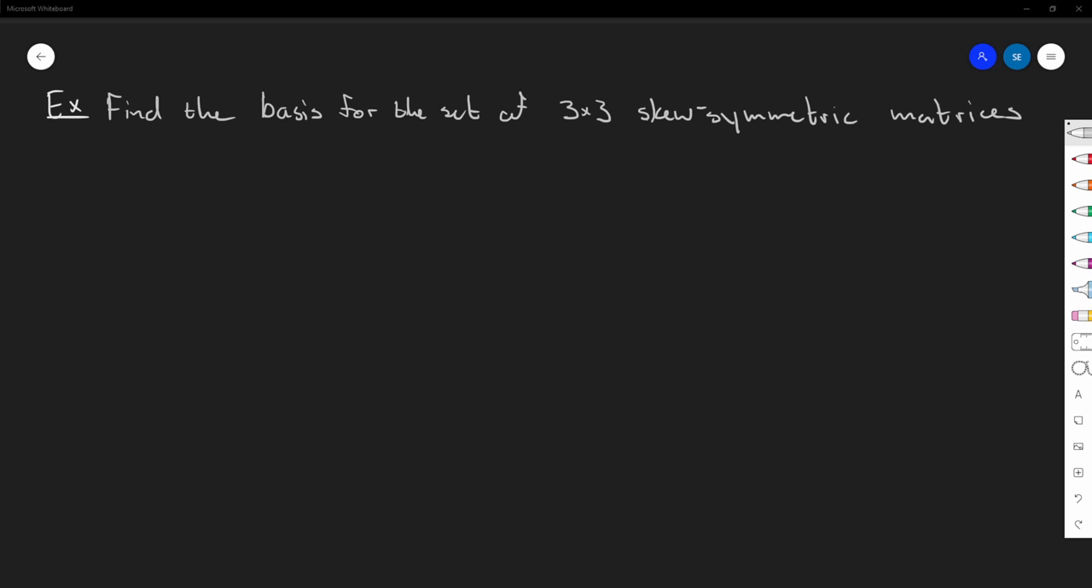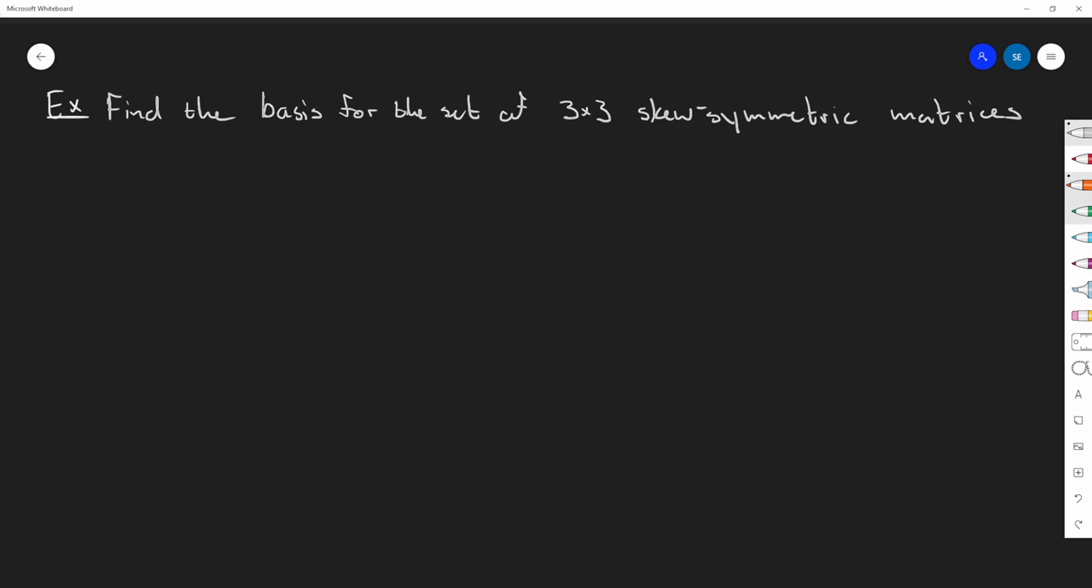The first example asks us to find the bases for the set of 3x3 skew symmetric matrices. For those of you who don't remember, which, to be fair, was at the very beginning, a skew symmetric matrix is one where, if you take its transpose, it'll be the same thing as the original matrix times negative.